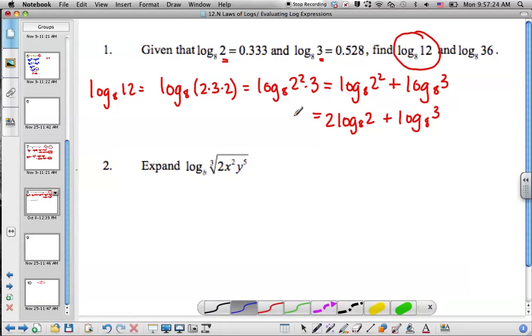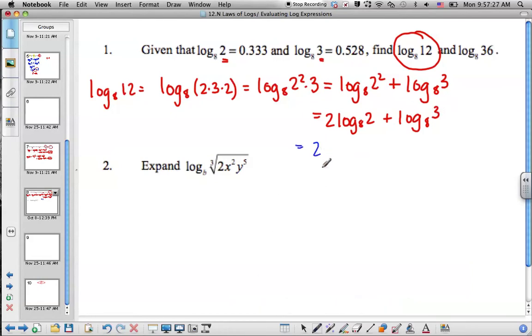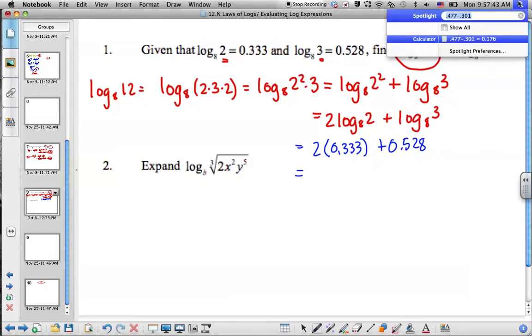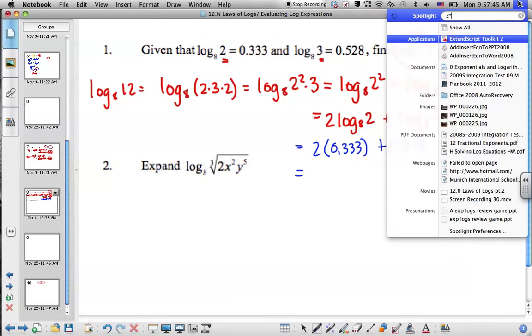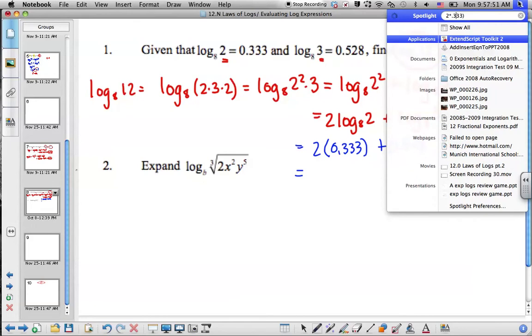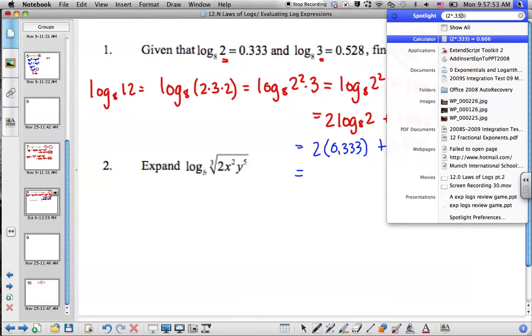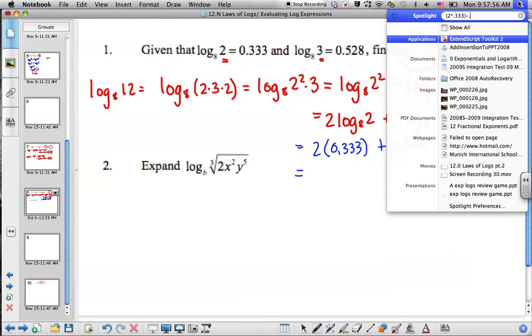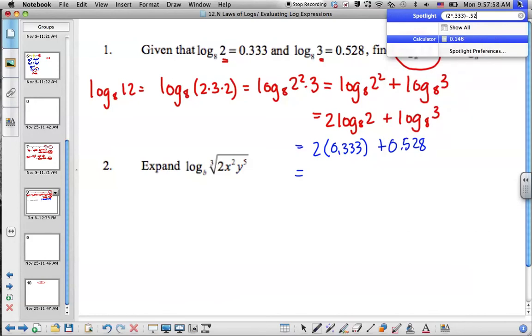Now substituting in what we have. Log base 8 of 2 is just 2 times 0.333 plus log base 8 of 3, which is 0.528. And to get our final answer, we have 2 times 0.333. Put that in parentheses here. And then we will add 0.528. And we get 0.138.